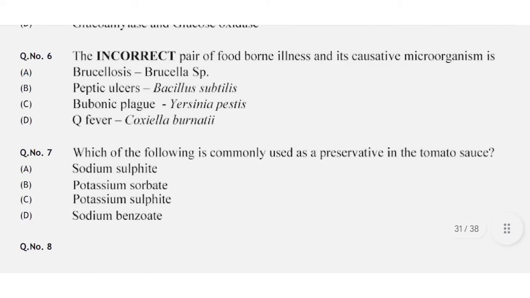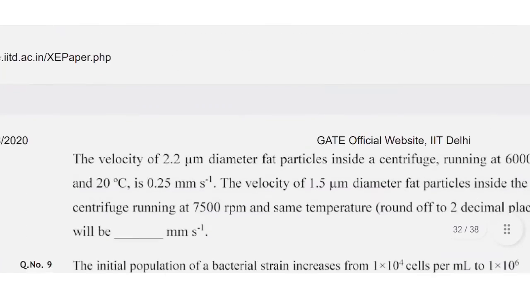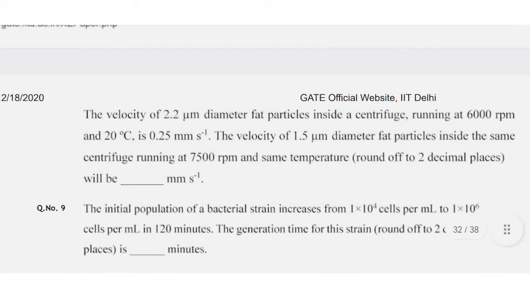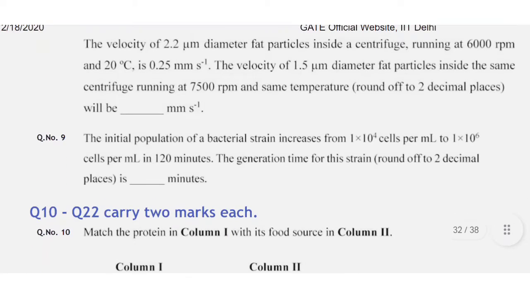Question number 7: which of the following is commonly used as a preservative in tomato sauce? The right option is D, sodium benzoate. Now question number 8 is a numerical answer type question. There will be no negative marking. The right answer for question number 8 is 0.15 to 0.21. For question number 9, the right answer is 17 to 19.